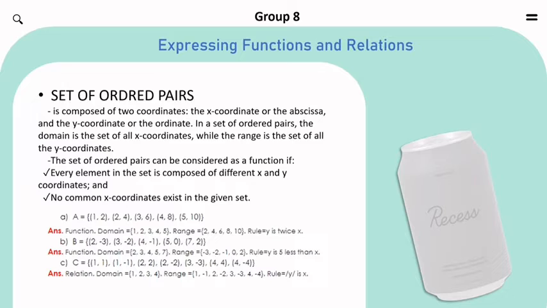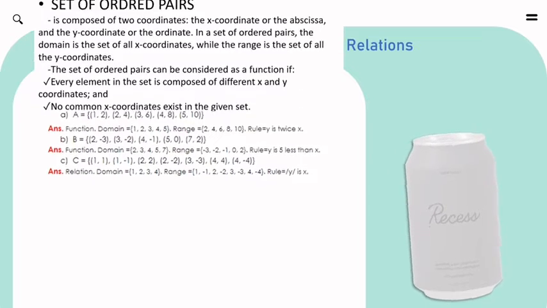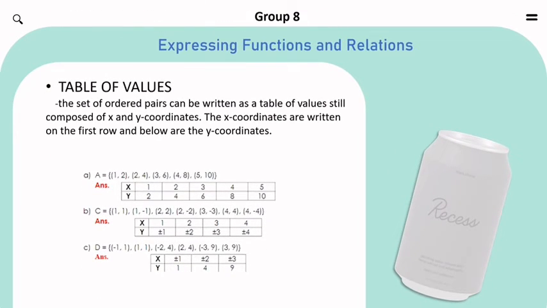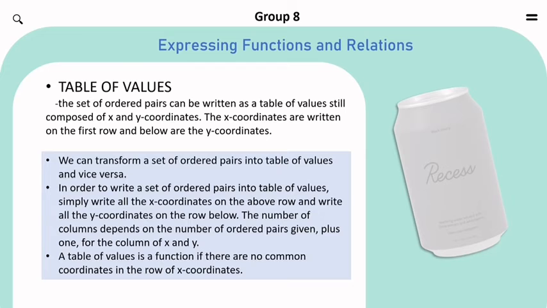The set of ordered pairs can be considered as a function if every element in the set is composed of different x and y coordinates, and no common x coordinates exist in the given set. The set of ordered pairs can be written as a table of values, still composed of x and y coordinates. The x coordinates are written on the first row, and below are the y coordinates. We can transform a set of ordered pairs into a table of values and vice versa.